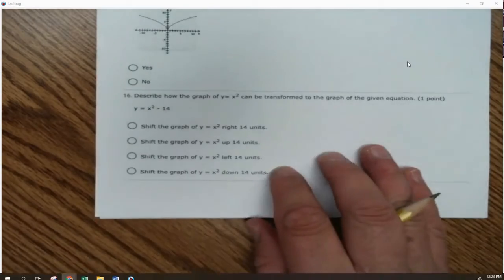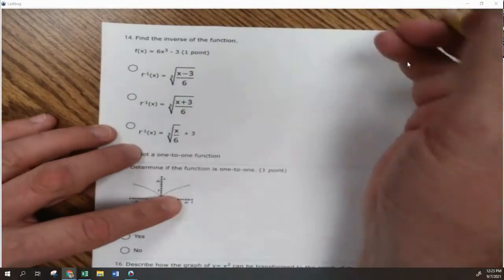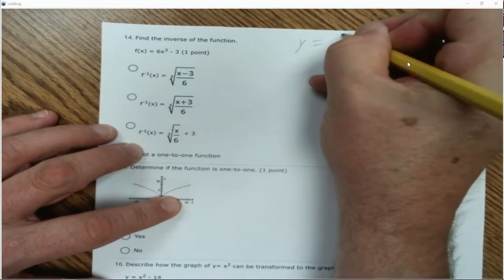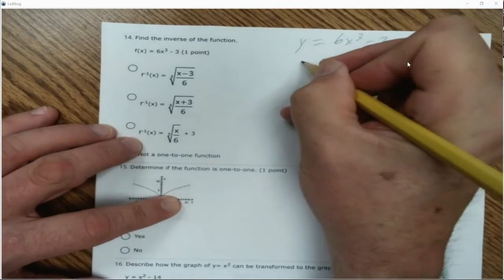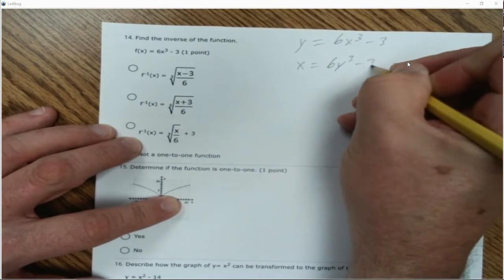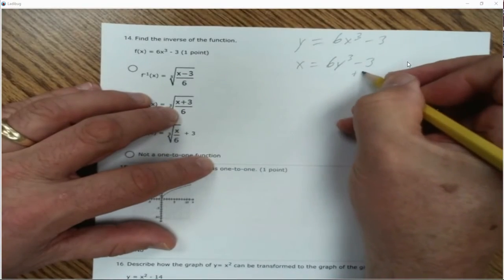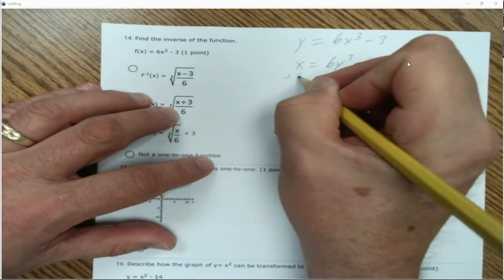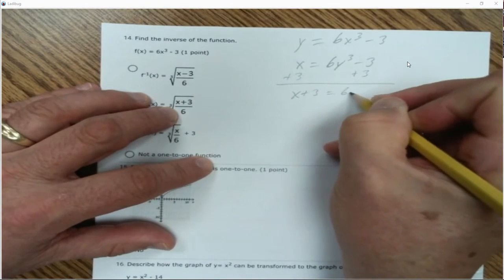All right, number 14. Find the inverse of this one. So y equals 6x to the third minus 3. So we'll make it x equals 6y to the third minus 3. Now we'll add 3 to both sides because we're trying to solve for y. So we have x plus 3 equals 6y to the third.